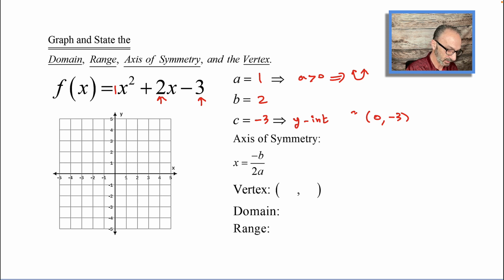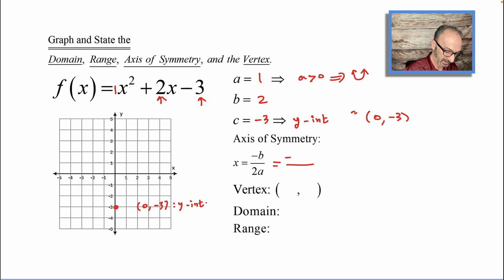Let's mark it before we lose it. 0, negative 3 is right here. That's the y-intercept, 0, negative 3. Now let's find the axis of symmetry, which is minus b over 2a.